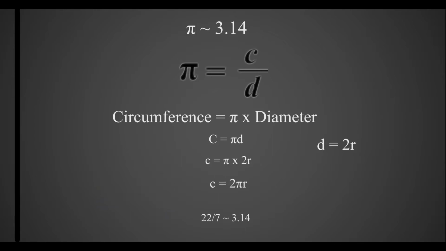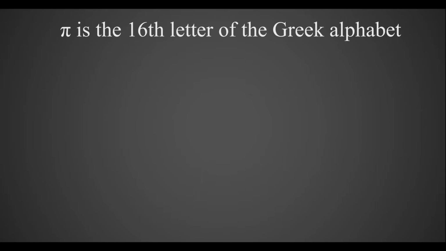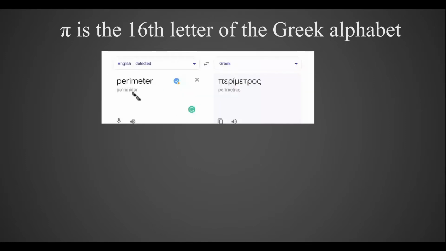Okay, so let's talk about pi as a letter. Pi is actually the 16th letter of the Greek alphabet. But why is it the 16th letter of the Greek alphabet? Why does it have things to do with a circle? Well, let's go into Google Translate. As you can see here, I put the word perimeter, which has something to do with a circle. So, as you can see, the first letter is pi.